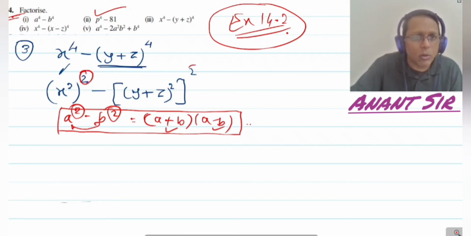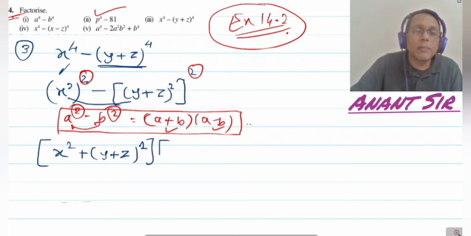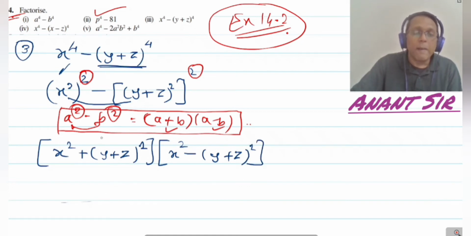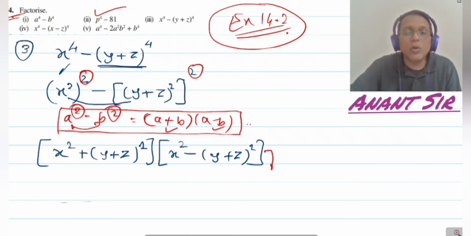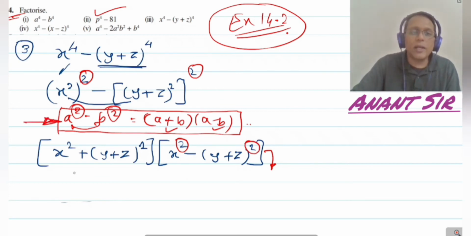So forget about these two outer squares, and now whatever numbers are left, add them in one bracket. Okay, so x square and y plus z square, add them in one bracket and subtract them in another bracket. So x square and y plus z square, subtract in another bracket. Okay, so now can we solve this further? Yes, we can solve the second bracket further again because there are two squares with negative sign. So use the same funda again.